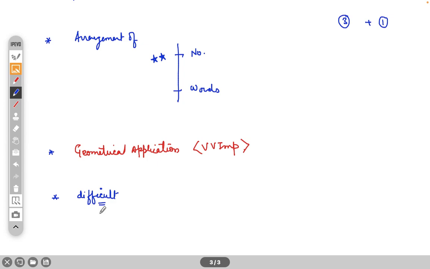Clear? Got it? You have got enough questions in the question paper to solve. Don't worry. One question you will miss, no problem. Understood? Don't burn out 5-7 minutes on one question.